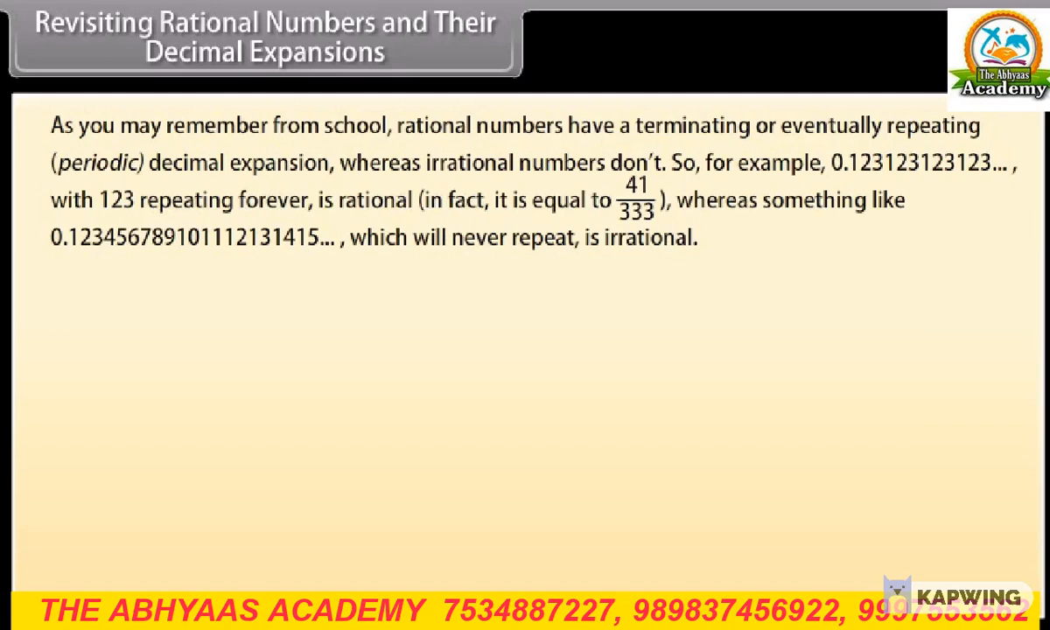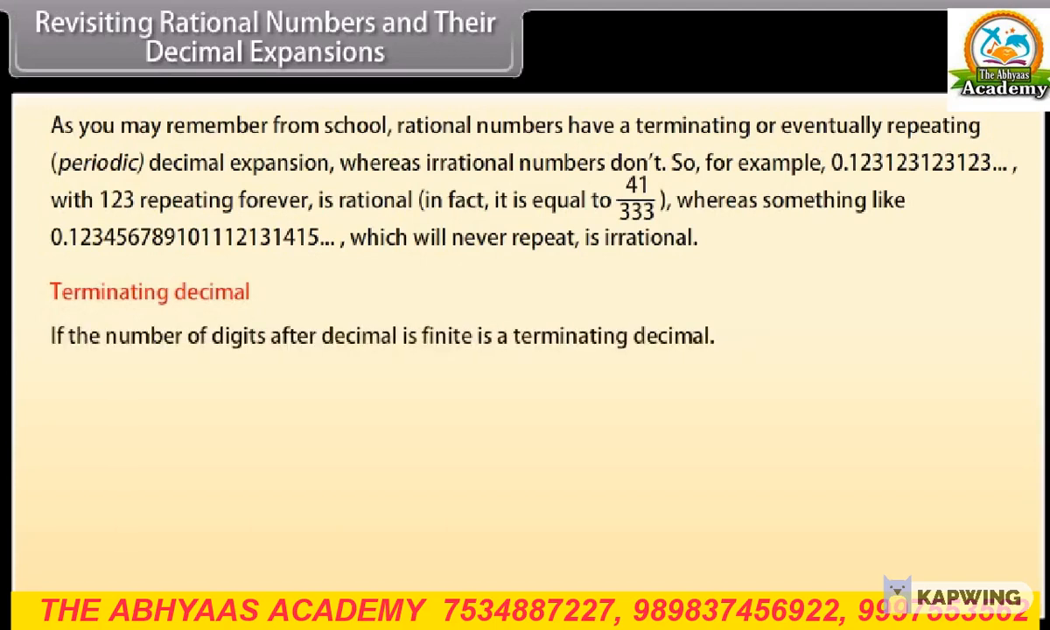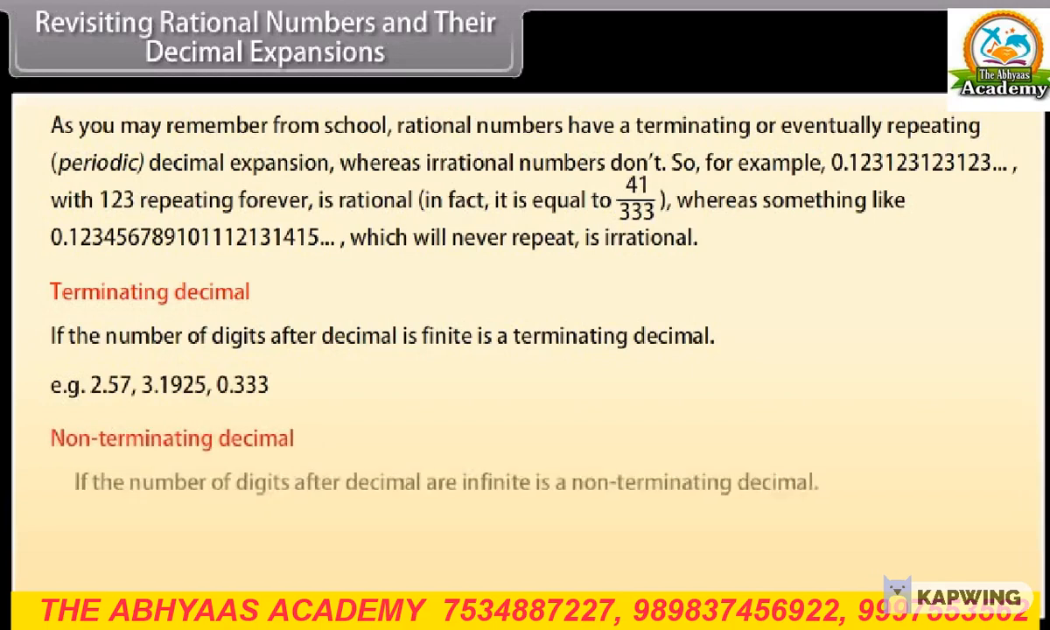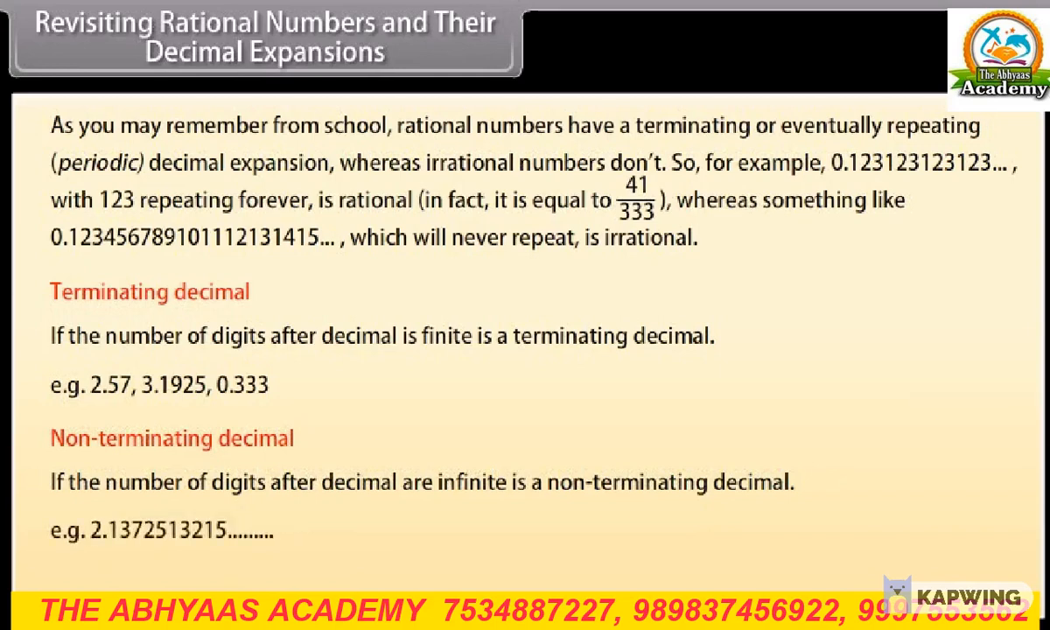Whereas something like 0.123456789101112131415, and so on, which will never repeat, is irrational. Terminating decimal: if the number of digits after the decimal is finite, it is a terminating decimal. Example, 2.57, 3.1925. Non-terminating decimal: 0.333... If the number of digits after the decimal is infinite, then it is a non-terminating decimal.